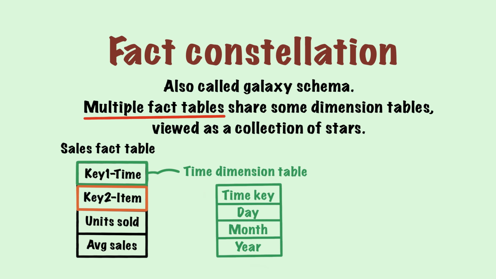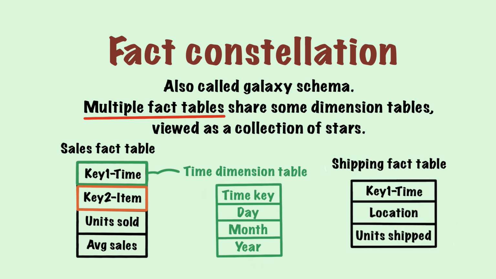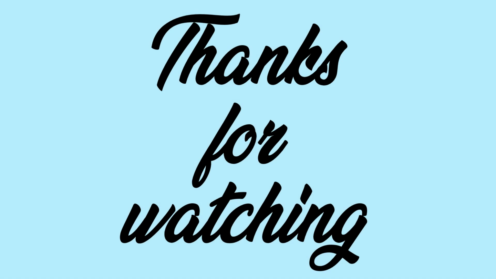From the example before, we have a time dimension table and item dimension table, but I only plot the time dimension table here. In fact constellation, we have an extra fact table, which is shipping fact table. If you look carefully, you will find shipping fact table also contains time key. This time key is related to the time dimension table for sales fact table. Therefore, we have two fact tables connecting to the same time dimension table, and we call this kind of database fact constellation. So, that's a brief introduction of 3 schemas in relational database.